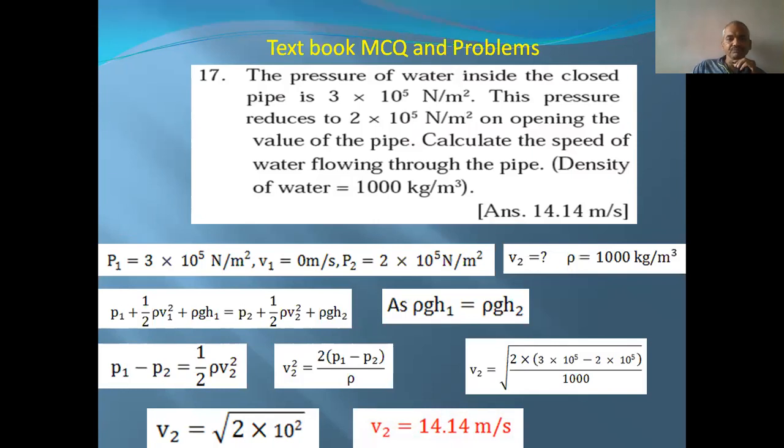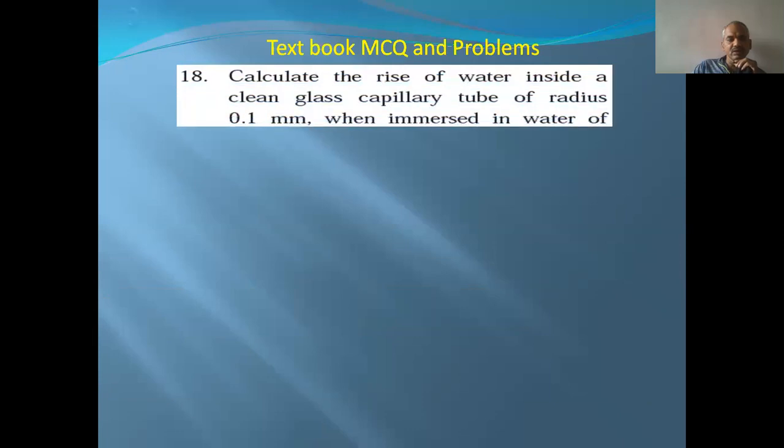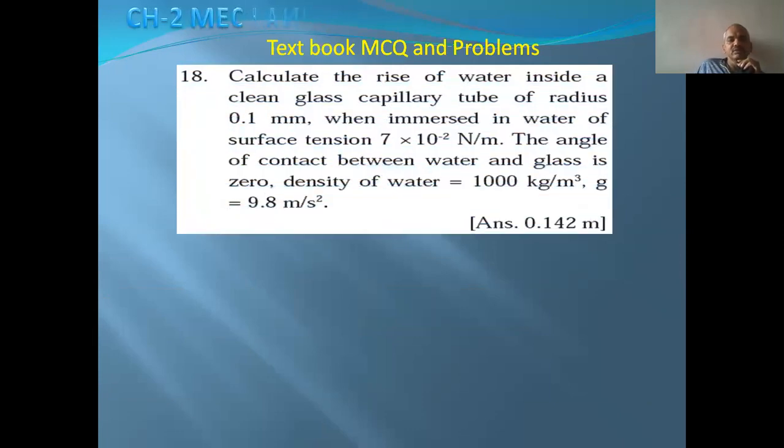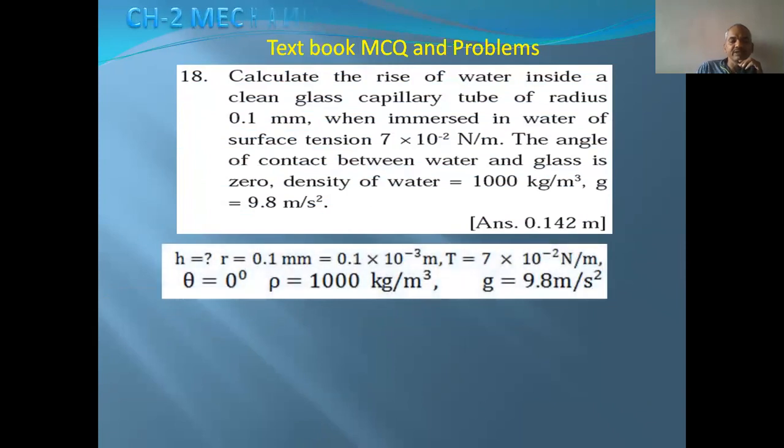Okay, now the next problem: calculate the rise of water H inside a clean glass capillary tube. The radius is given as 0.1 mm. One should write in SI system 0.1 into 10 raised to minus 3. It is immersed in water whose surface tension is given as 7 into 10 raised to minus 2 Newton per meter.